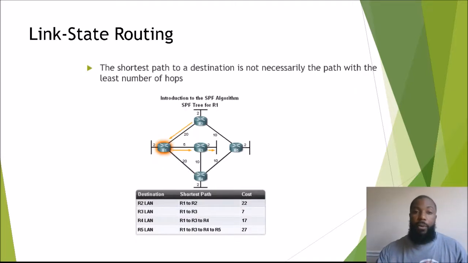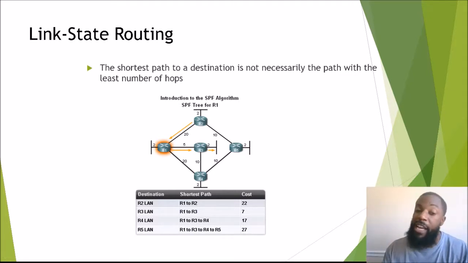Here's another example. The shortest path to a destination is not necessarily the path with the least amount of hops, right? So in this case, it is the least amount of hops and it costs less. So let's say we're trying to get, this is the routing table for router 1, right? We're looking at the vantage point from router 1 to get to router 3's local area network. These are the costs, and that's what it does when it builds a routing table. It comes up with the costs instead of how many hops.